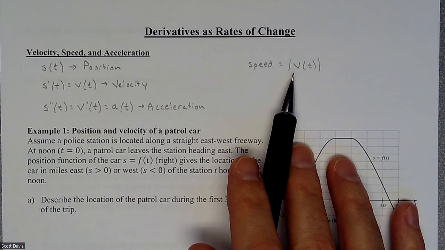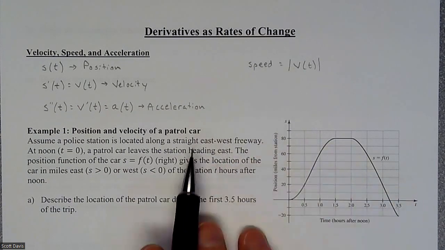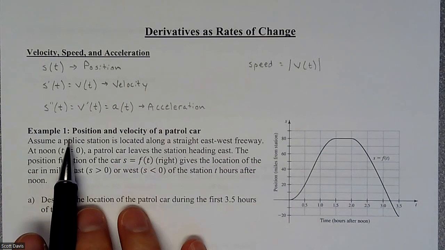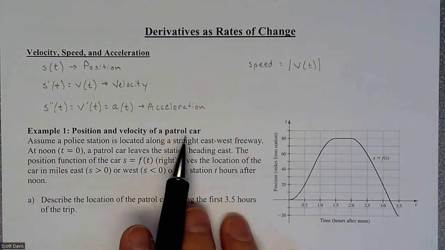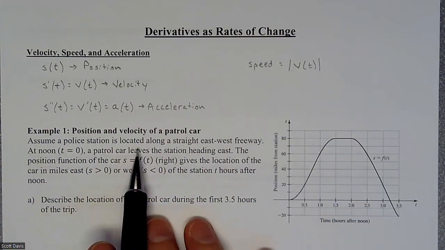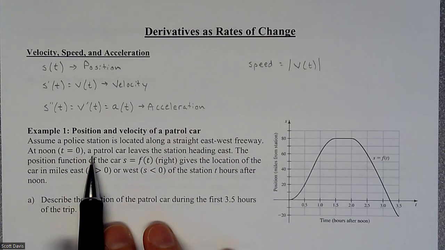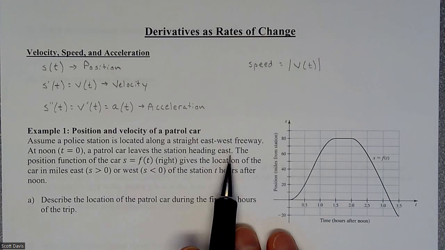So if you're going down the highway, it doesn't matter which direction you're going, you're just going 50 miles per hour, right? So velocity, though, will attach a direction to it, either a positive or a negative. So our first example is position and velocity of a patrol car. It says, assume a police station is located along a straight east-west freeway. At noon, the patrol car leaves the station heading east.